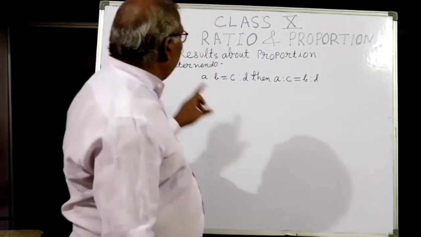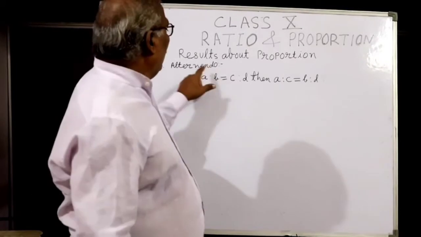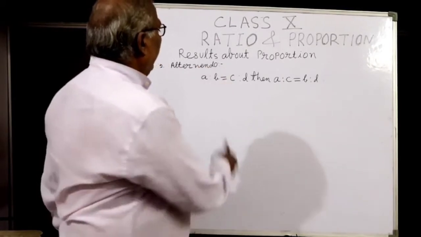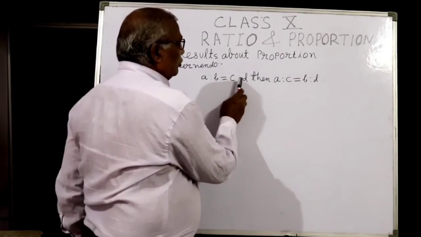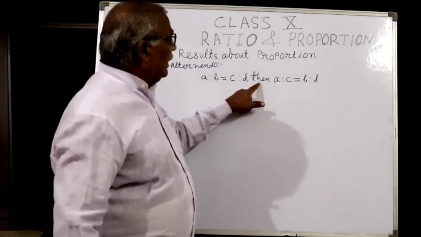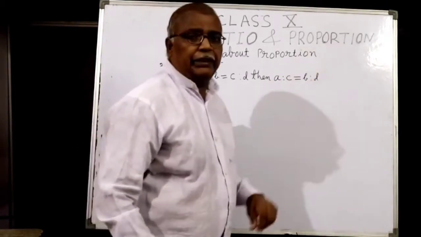Now, second result is alternando. What is alternando? If A ratio B is equal to C is to D, then A is to C is equal to B is to D.